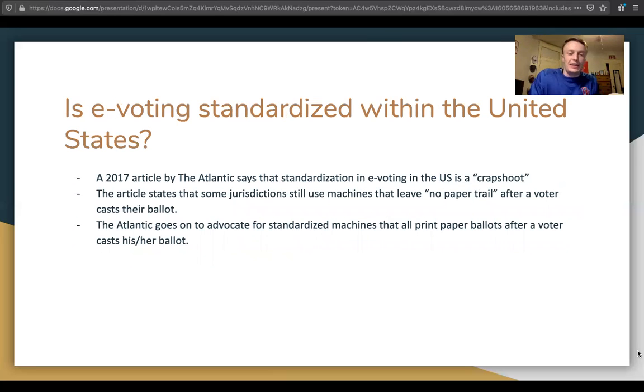Yeah, so The Atlantic said in an article in 2017 that the standardization in e-voting in the U.S. is essentially a crapshoot. It says that some jurisdictions still use machines that leave no paper trail after a voter casts their ballot. The article also goes on to advocate for standardized machines that all print paper ballots after a voter casts his.